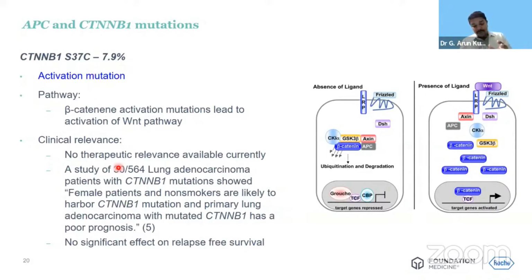Even if the mTOR pathway is activated, beta-catenin activation is shown to cause resistance to everolimus or other mTOR inhibitors. The second one, which I already mentioned, is that beta-catenin is also associated with resistance to immune checkpoint inhibitors, and it is seen more commonly among female patients and non-smokers, and no significant effect on relapse-free survival was observed. This is what we could understand from APC and beta-catenin.